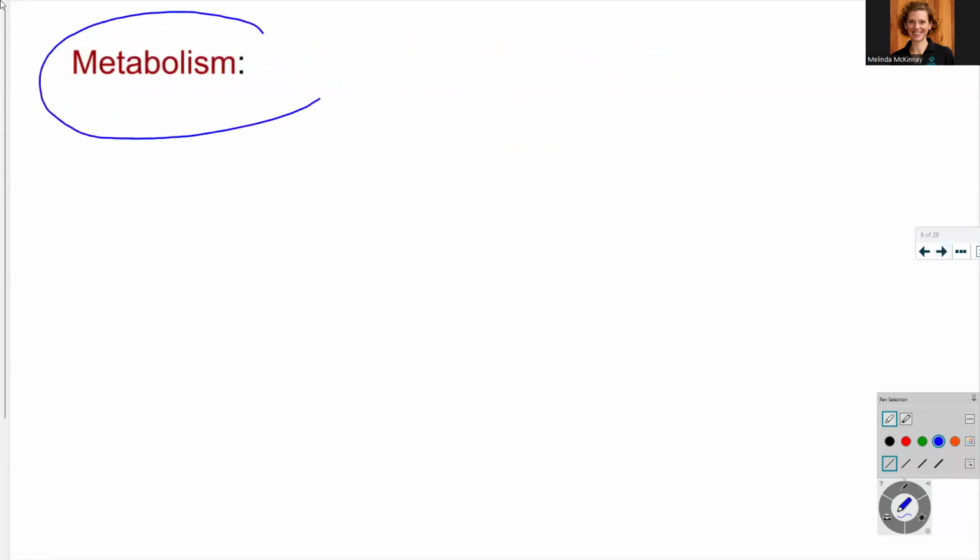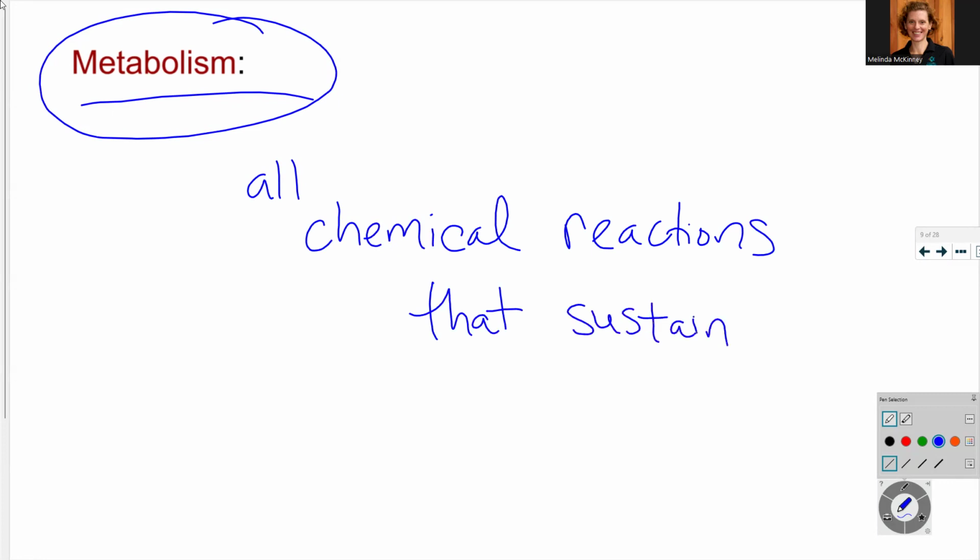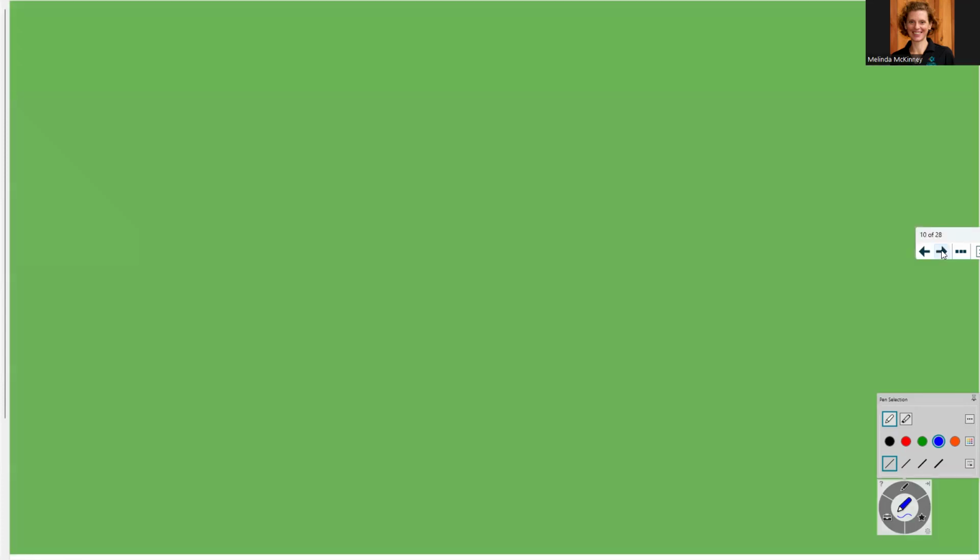Metabolism, this is just a vocabulary word that refers to all of the chemical reactions that sustain life. So it's a very broad term, all chemical reactions, okay, that sustain life, that are required to support life. So this could be getting energy out of the food that you eat for your digestion. If you have a high metabolic rate, that means your reactions are happening pretty fast. If you have a low metabolic rate, then they're happening slower. All right, that's it for this video.